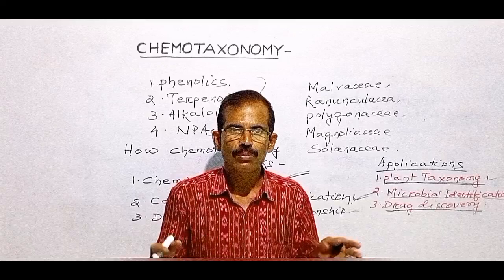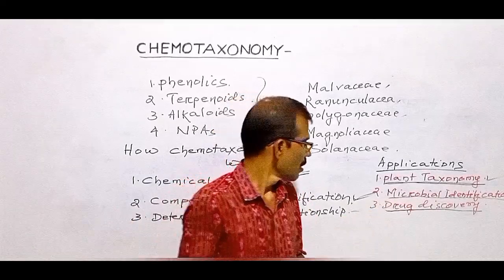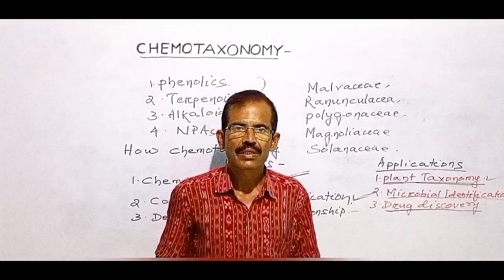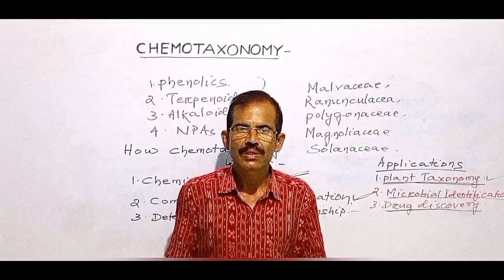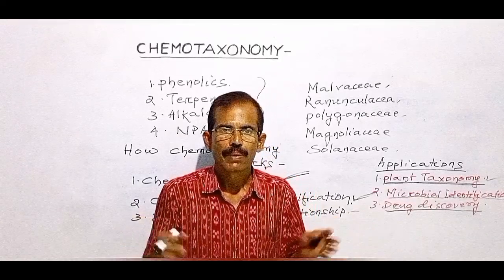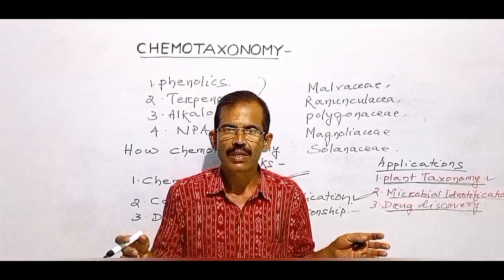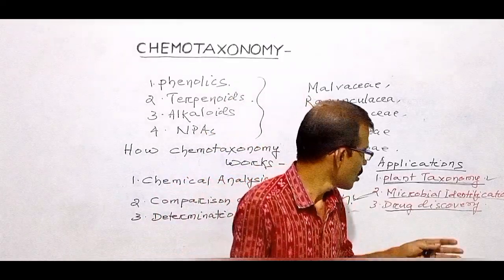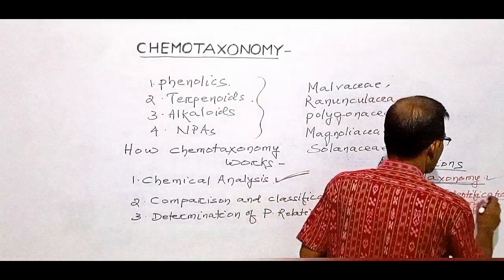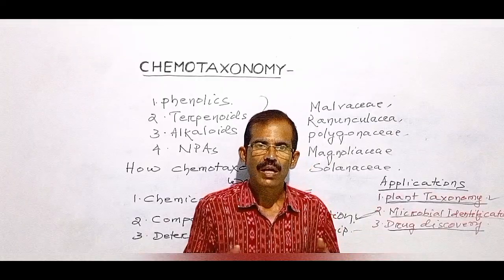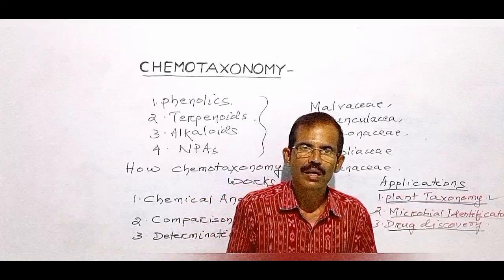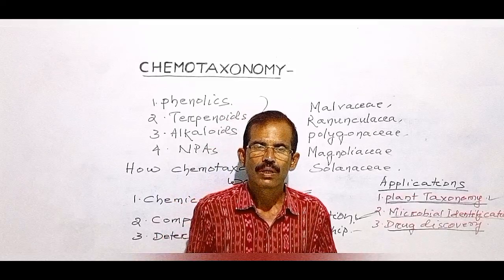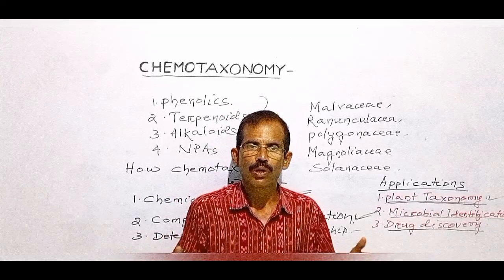Applications. Chemotaxonomy has several applications. First one is plant taxonomy. Chemotaxonomic studies are widely used for the identification and classification of plants, particularly for distinguishing closely related species and varieties. In addition, it is also used for microbial identification and classification. Finally, chemotaxonomic analysis of different plants help us to find out the presence of new bioactive compounds, thereby helping in the discovery of new drugs.